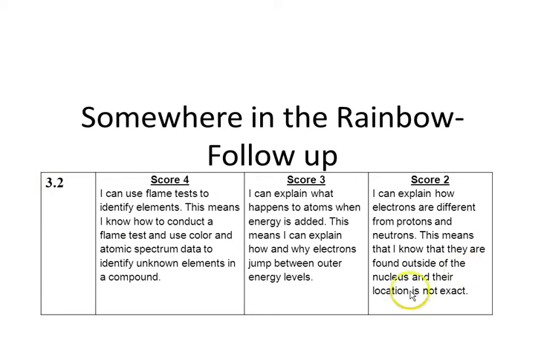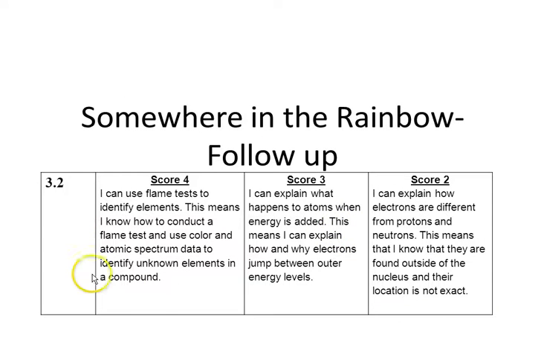Bare minimum, you need to understand how different electrons are from the protons and neutrons here in score 2. And I'm going to give you a little bit of information to further explain their location. Score 3 is really about what you saw happen in the lab somewhere in the rainbow. This has to do with energy and jumping between levels, so I'm going to give you some information about that, as well as there's information in the reading that was assigned as follow-up to the lab as well. Please be sure to do that.